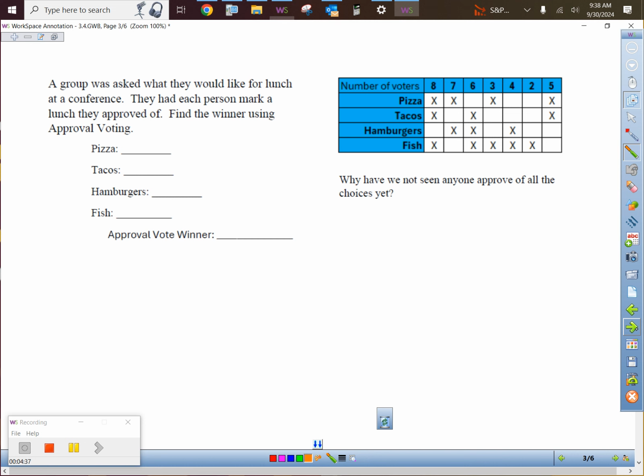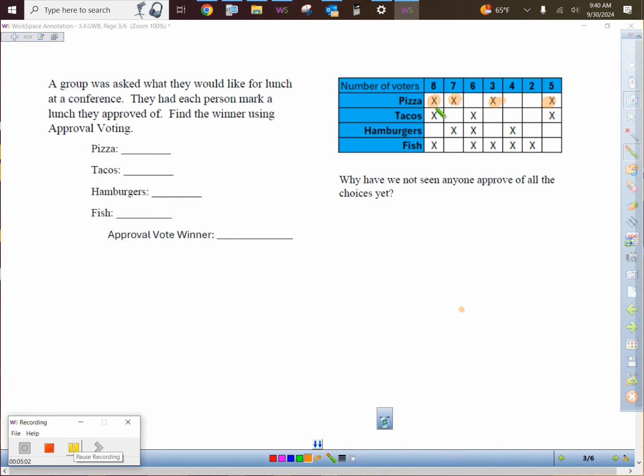One more. We asked the group, hey, what do you want for lunch? You want pizza, tacos, hamburger, or fish? Sorry, it didn't copy that well, but just what do you approve of? So let's do this. Front row, figure out how many pizza votes we got. Second row, do tacos. Third row, do hamburgers. And last row, do fish. Figure out how many votes we got for each one.